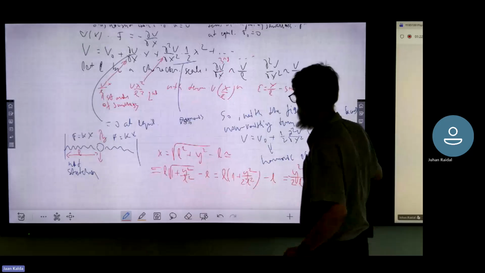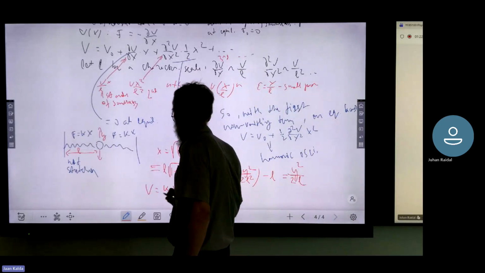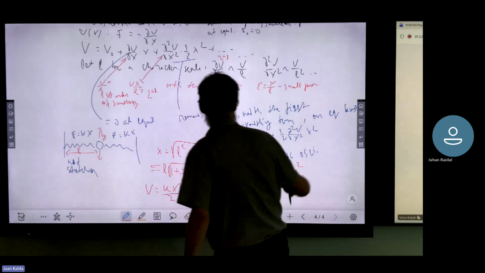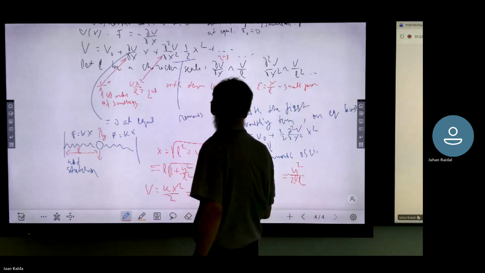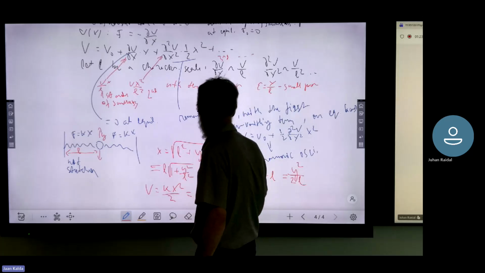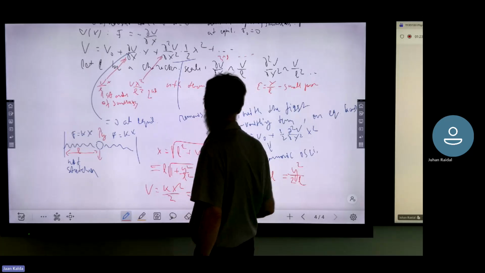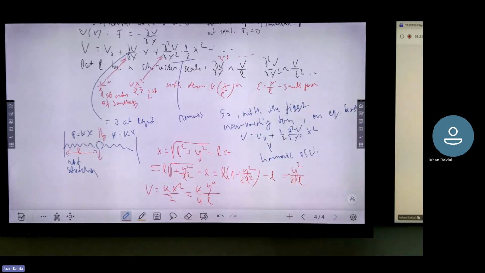And because of that, our potential energy, V is Kx squared divided by 2. And if we plug in that x in here, then it becomes K y to the 4th divided by 4L. And now here you have a 4th order potential. And now you can no longer linearize, but this is a very exceptional case, right? So, one question is how will oscillation look right now here?